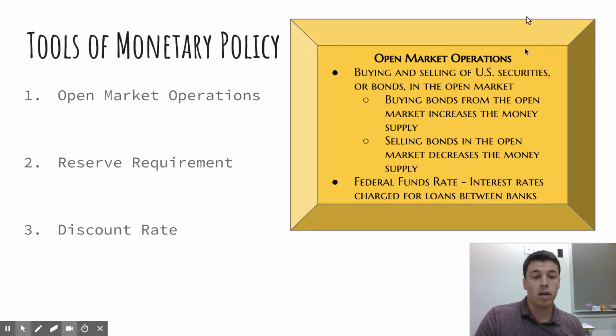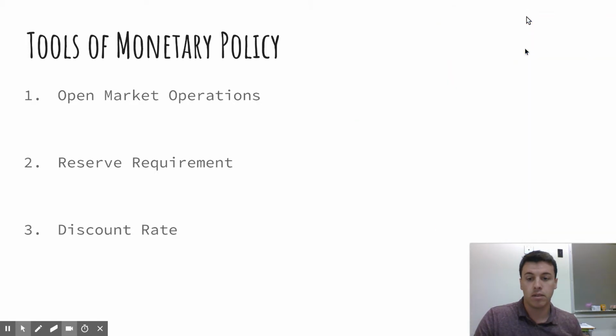So open market operations are the first one. And in addition to that, the federal funds rate goes into that. The Federal Open Market Committee gets together, and they adjust this interest rate for loans that are made between banks. I'm going to get a little bit more into that with the reserve requirement, so I'll come back to that idea in just a moment.